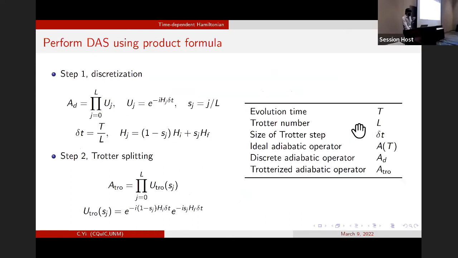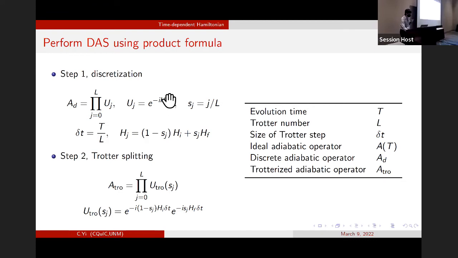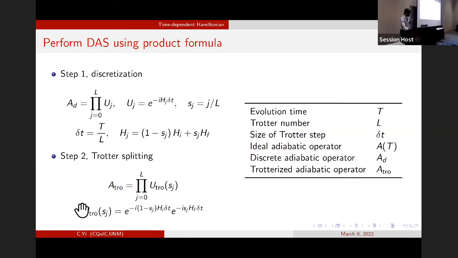Now we want to construct this operator on a quantum circuit, and here's how we do it. We first approximate the ideal adiabatic operator with a product of a list of unitaries. Each unitary is an exact evolution of a Hamiltonian at time step s_j. And then we do Trotter decomposition to each of the unitaries and multiply them together. We have our Trotterized adiabatic operator.